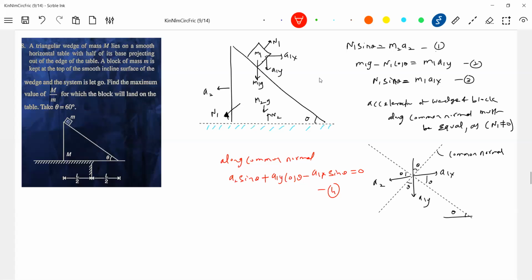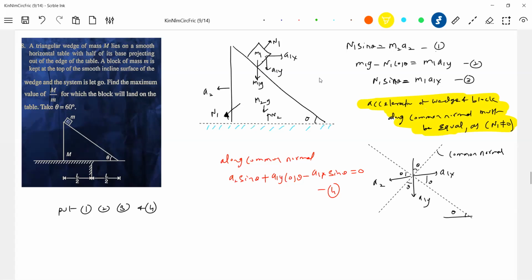I think it is better to substitute 1, 2, 3. We'll get an expression for N1. After getting N1, we'll get A2, A1y, A1x. Books mostly avoided this discussion, I don't know why. But in JEE Advanced, we do have numericals related to this idea, the constraint equation. The wedge constraint is like a string constraint: the acceleration along the common normal of the contact surface must be 0, or must be equal, better say.